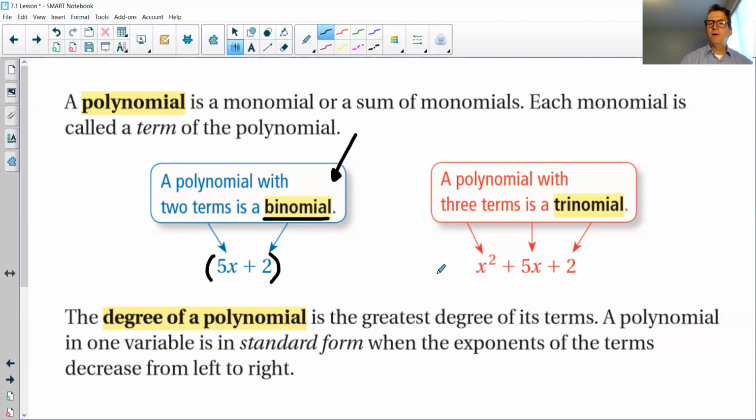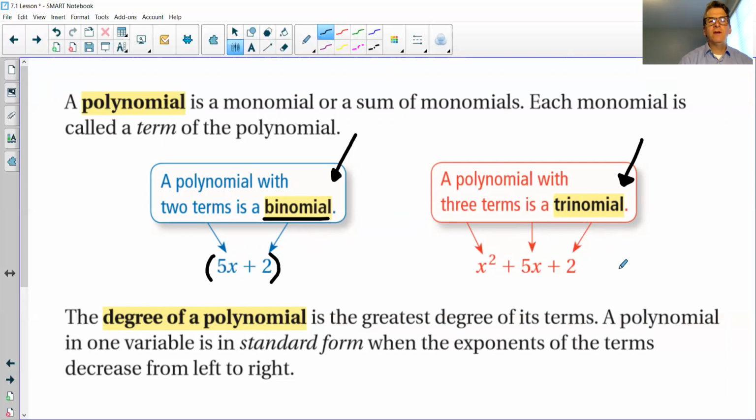In this case here you have 3 terms, x squared, 5x, and 2. Corresponding with the same pattern, this is called a trinomial. Tricycle, it's got 3 wheels, a special polynomial named trinomial. So again, these are polynomials: binomial, 5x plus 2, and trinomial, x squared plus 5x plus 2.